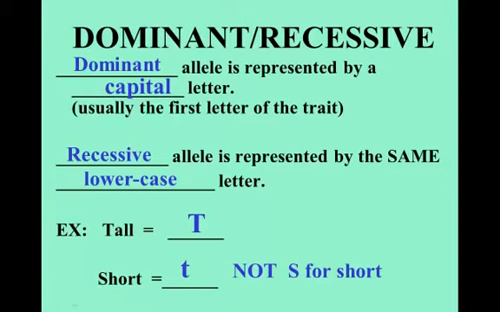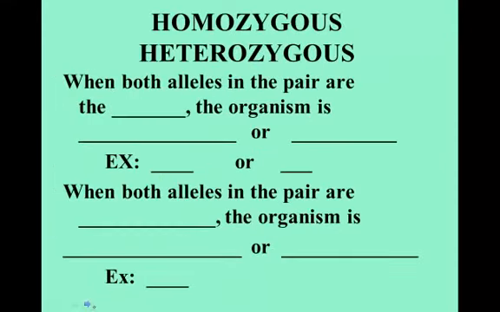Size gene. I could have a tall choice, I could have a short choice. They go together. If I use a different letter, then I'm talking about a totally different gene. So keeping the letter the same is important to helping me know how many genes are involved in my cross.